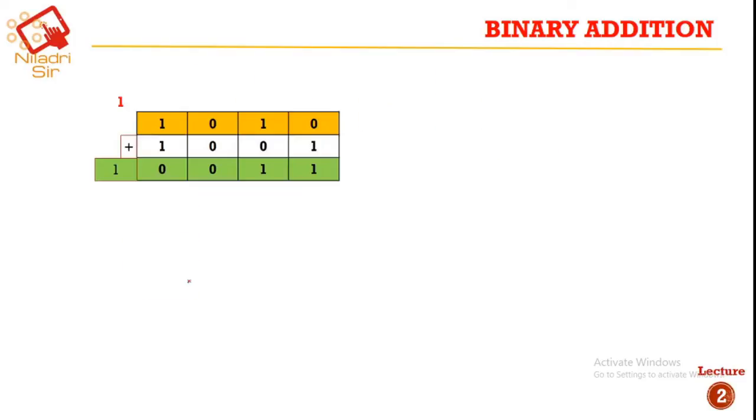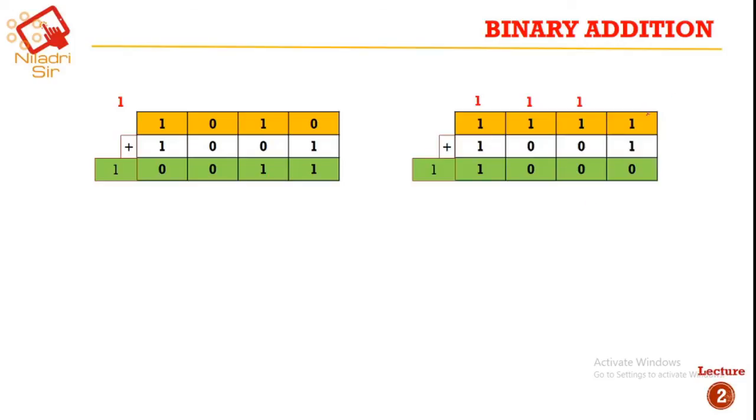Next, let's see how we do binary addition. This 0 plus 1 will be 1, and this 1 plus 0 will be 1, 0 plus 0 will be 0, and this 1 plus 1 will be 0, and in hand 1, and 1 will be here. And here 1 plus nothing will be 1. So this is the answer.